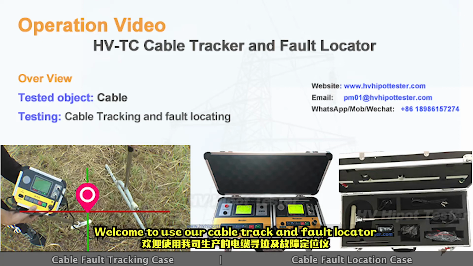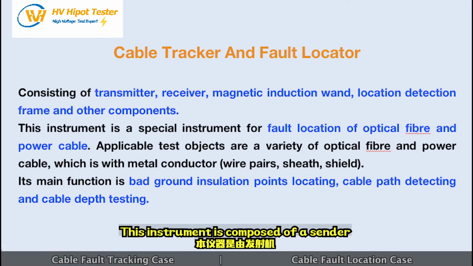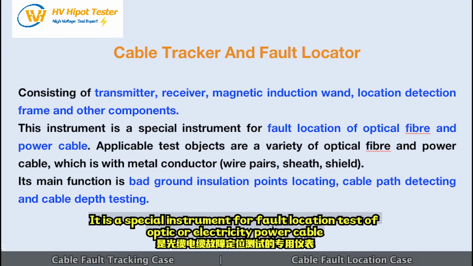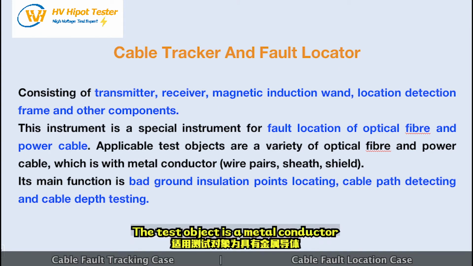Welcome to user cable track and fault locator. This instrument is composed of a sender, receiver, magnetic induction probe rod, positioning detection frame and so on. It is a special instrument for fault location test of optic or electricity power cable.